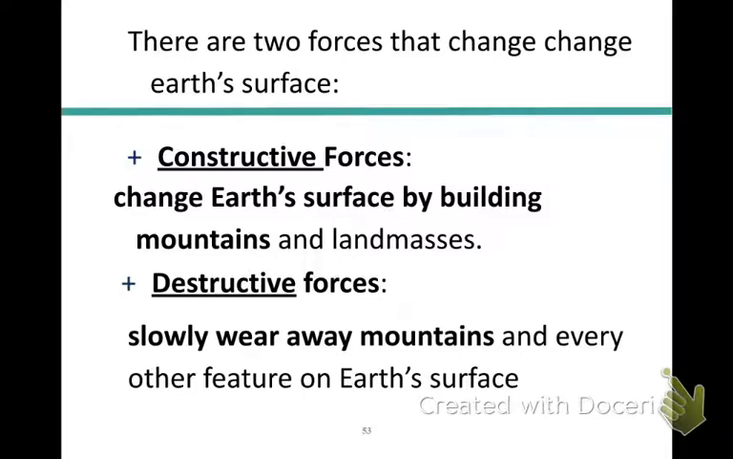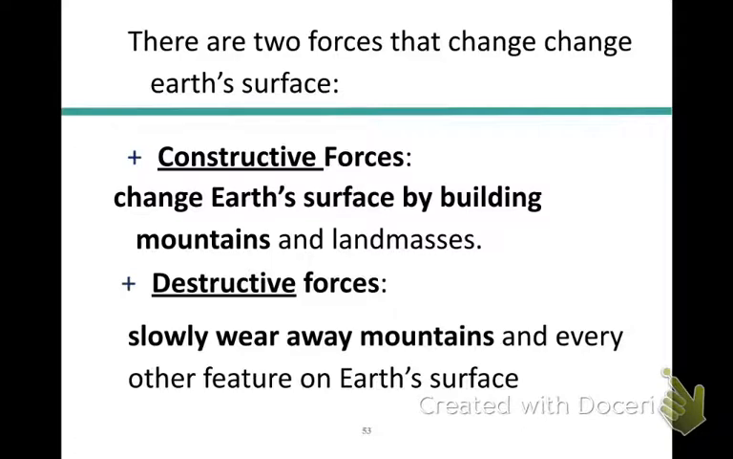Now, you also have destructive forces within geology. And these are forces that will destroy parts of the earth. So just like you had mountains that were built up, those very mountains can be torn down. One slow way that those mountains can be torn down is through erosion and weathering, which you've probably talked about in middle school and have a little bit of familiarity with.